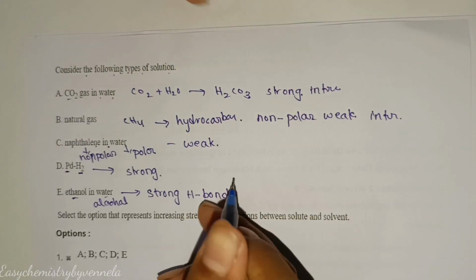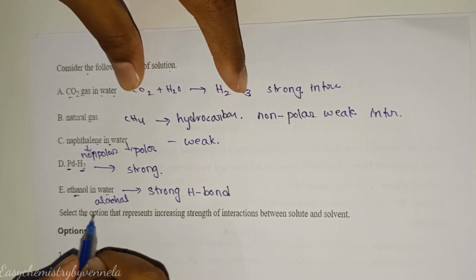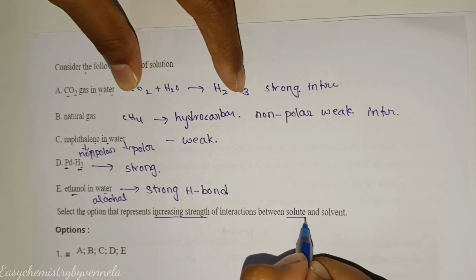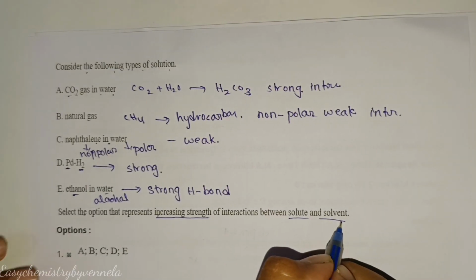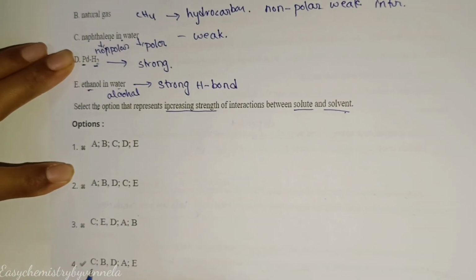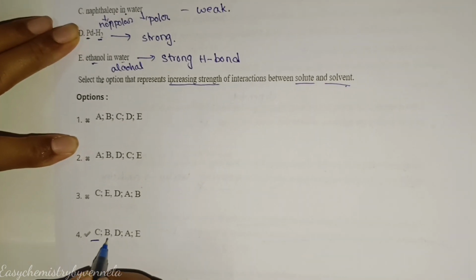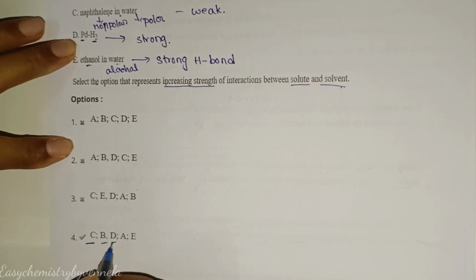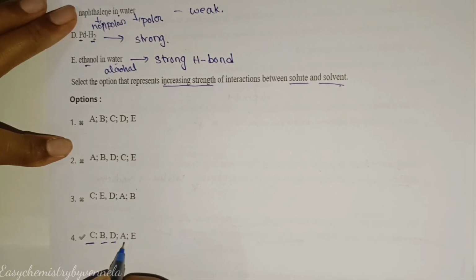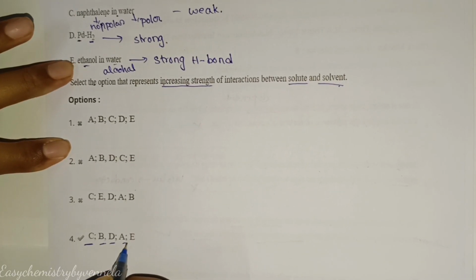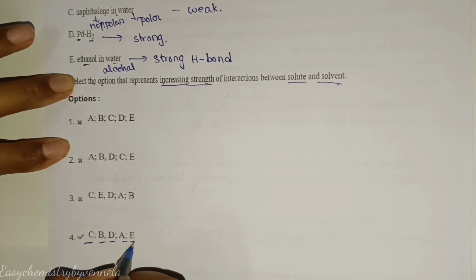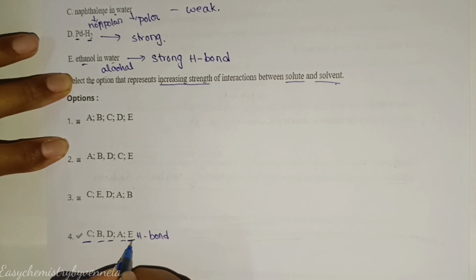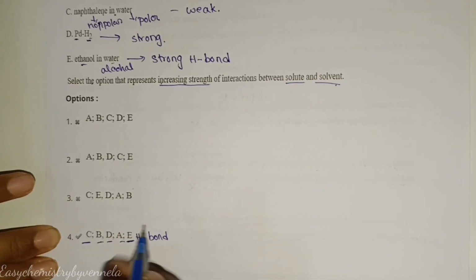So, what they given in the question? Select the option that represents increasing strength of interaction between solute and solvent. First one is the naphthalene in water. Second one is natural gas. Third, metal with hydrogen. Fourth, CO2 in water. Next, finally, ethanol in water. Here, this has strong hydrogen bond. This has strong interactions present. Correct option is the fourth one.